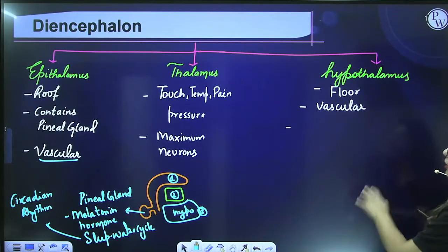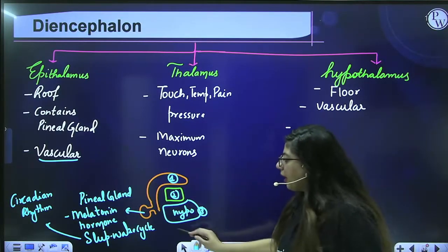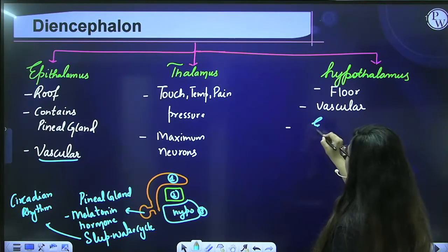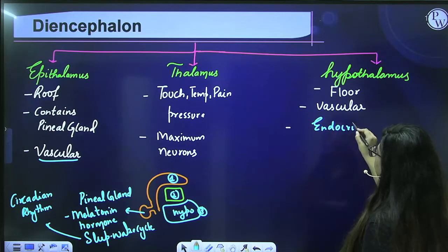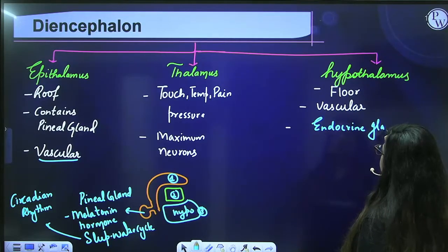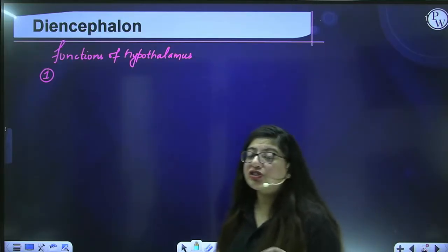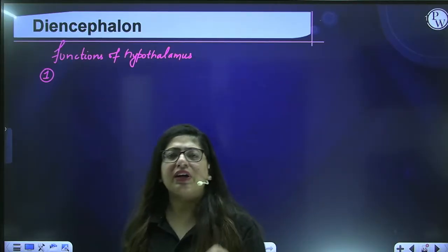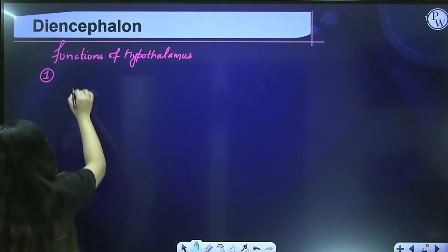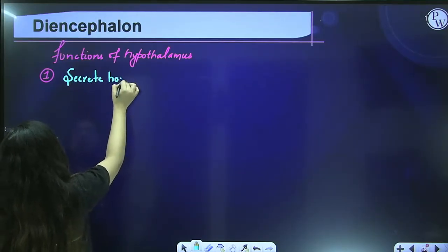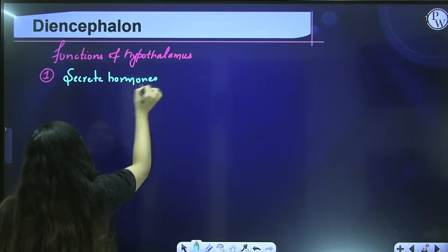Then we have the hypothalamus. It forms the floor of your diencephalon, and this is also highly vascular. It is also a kind of endocrine gland. Why? Because it secretes hormones. So the next thing we are going to discuss is the functions of the hypothalamus, which is very important. The first function is, as it is an endocrine gland, it secretes hormones. It secretes two types of hormones.